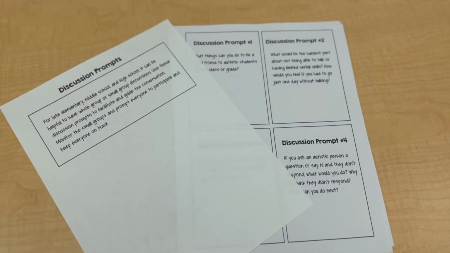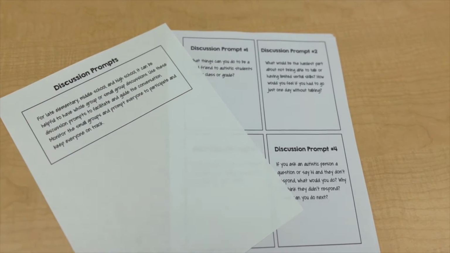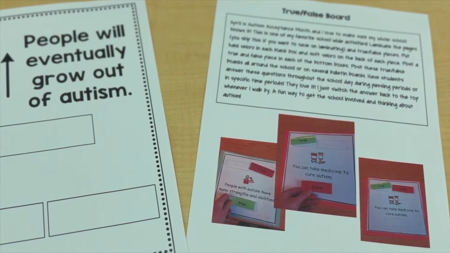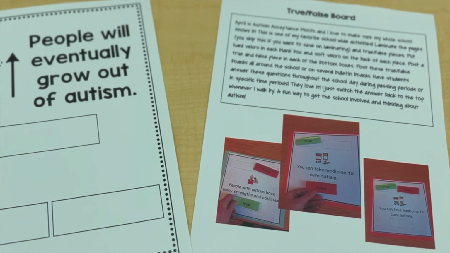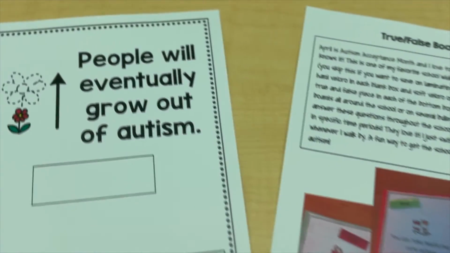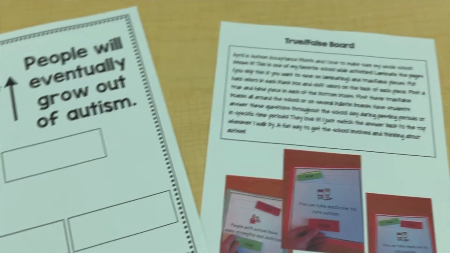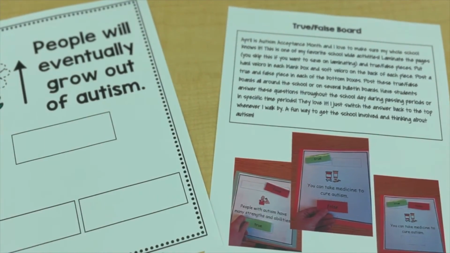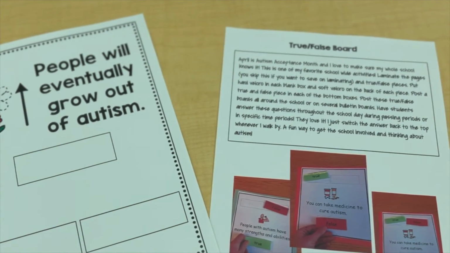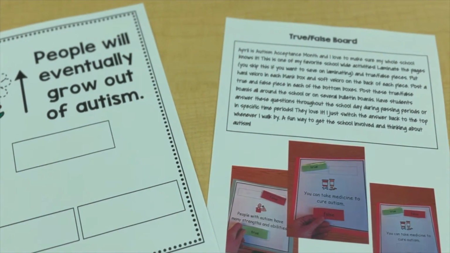You can easily put these into a Google slide, make it digital, or you can have students complete it through a Google form. Here's a great way for students to test their knowledge of autism. So these are the true-false boards. You get several of these boards. You can print them out, laminate them, and use some Velcro, and then place these around the school so that when students walk by, they can easily just move the answer forward and test their understanding. And then you can see as a school how students' understanding of autism is coming along.